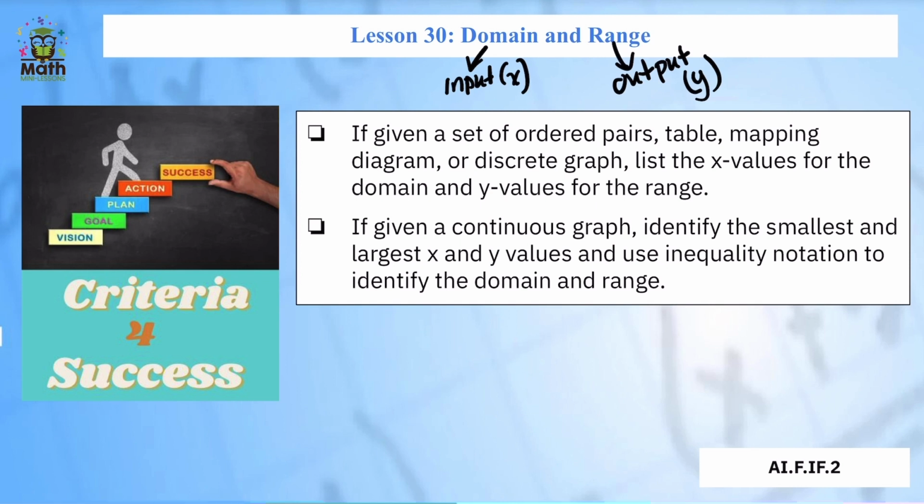If we're given either pairs, a table, a mapping diagram, or even a graph, we're going to be able to list the x values for the domain and the y values for the range. Pretty simple. And then if we're given a continuous graph, we're going to identify the smallest and largest values, our minimum and maximum for our x and y values, and use inequality notation to identify domain and range.